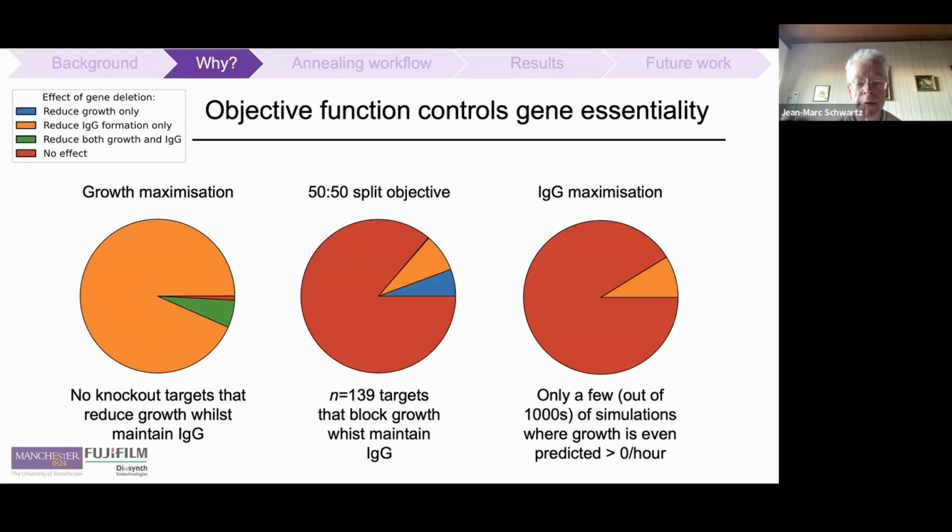And only in the middle, you can see that there is a little blue part in the pie chart, which corresponds to genes that reduce growth only. These are essentially the ones that we would like to have: genes that, when they are deleted, reduce growth only, but do not reduce IgG formation. But again, you can see that only if we use a 50-50 split objective, we can find such genes. And if we use growth or IgG at 100%, we cannot find these genes. So again, the choice of objective function completely determines the output of such a study.